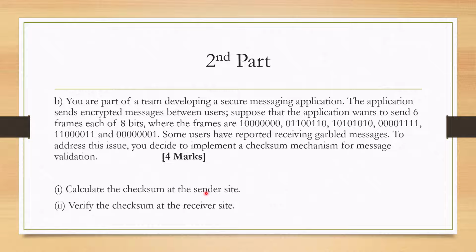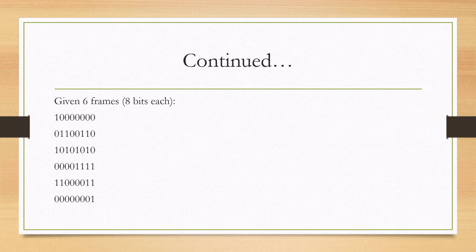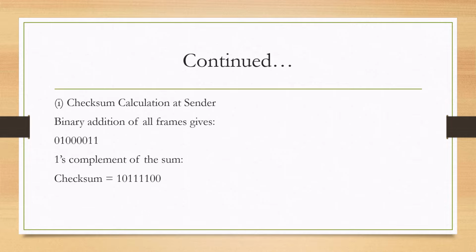We have to calculate the checksum at the sender side, and we have to verify the checksum at the receiver side. These are all given in binary, so first write the binary terms. These are the 6 frames of 8 bits. First we calculate the checksum at the sender. You first add all the given frames using binary addition, then take the ones complement of the sum. That's all. You will get the checksum at the sender.